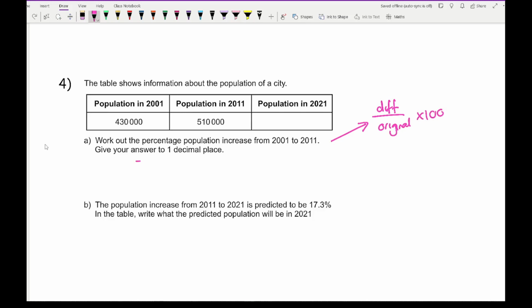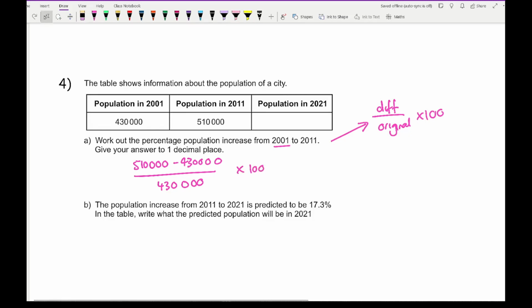So for this, we're going to work out the difference between 510,000 take away 430,000, all divided by the original. Now here the original is the 2001, so that's going to be 430,000, and then we're going to multiply that answer by 100.